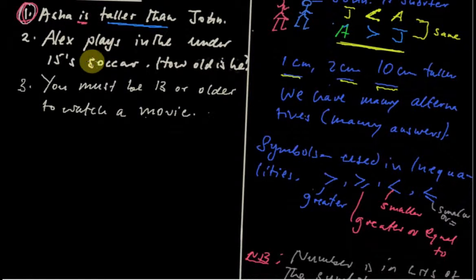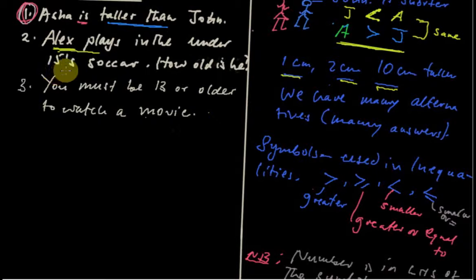Example here. Alex plays in the under 15s soccer. How old is he? Is there only one age for Alex here? Yeah. Alex plays in the under 15. So what we know is that Alex's age is below 15.